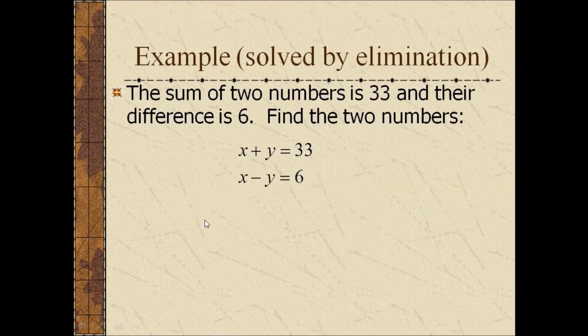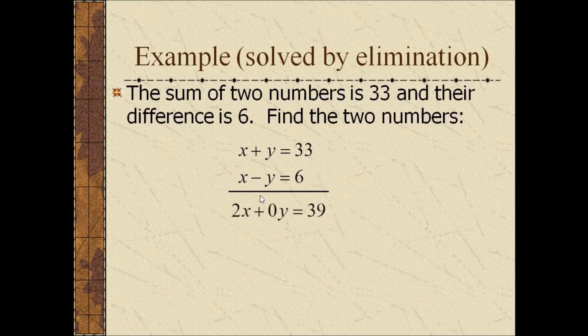So let's use that strategy I just talked about. What we need to do is line up the x's, line up the y's, line up the equal sign, line up the numbers on the other side, and we're ready to go. I'll draw a line under these and add one equation plus the other equation. Add the left sides of these equations, we get 2x, we get 0y, and we get, on the other side of the equal sign, 39.